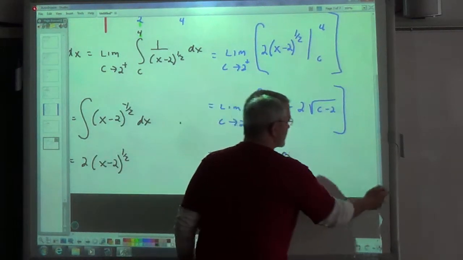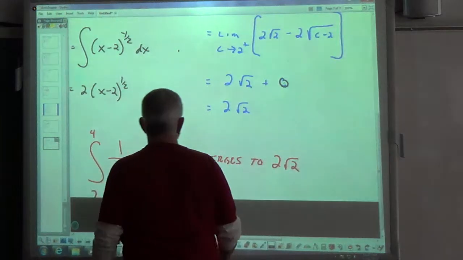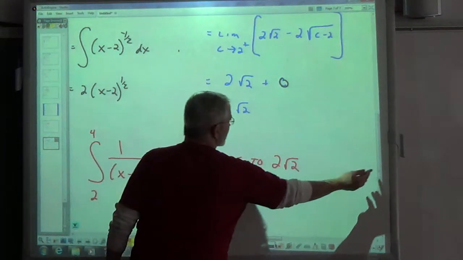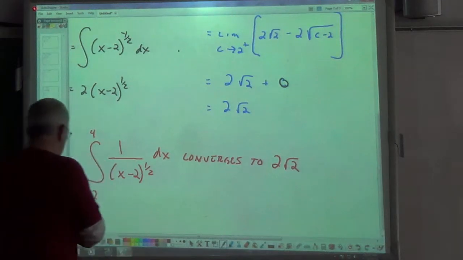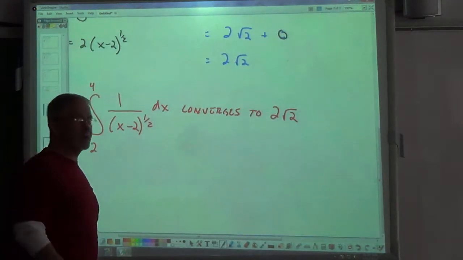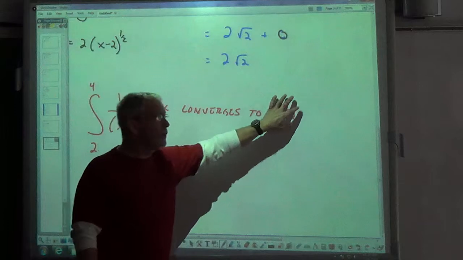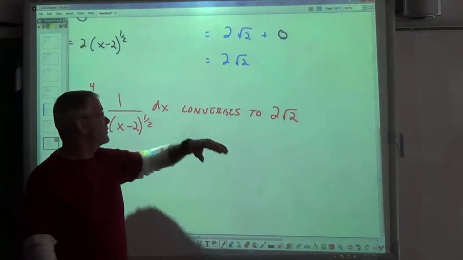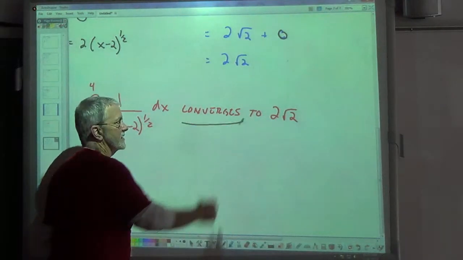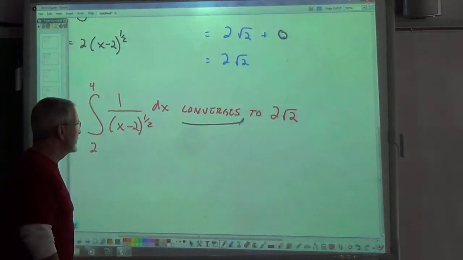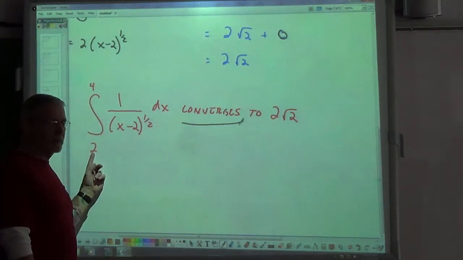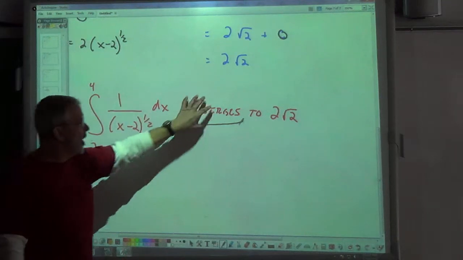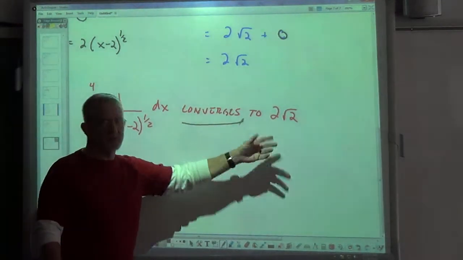And that's what we want to do. We want to finish our statement with that, because this is the objective. The objective here is: does it converge or diverge? The value is not as important as whether it converges or diverges. And here I have an improper integral from 2 to 4 with an infinite discontinuity at 2. The integral of dx converges to 2 square root of 2.